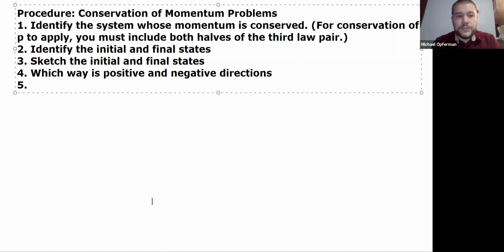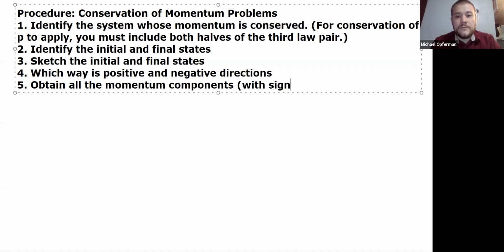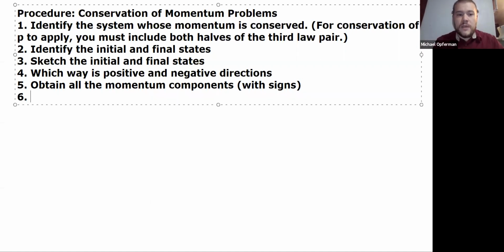Now, this is where the real action starts in terms of calculation. Next, you want to obtain all the momentum components with their signs. You're going to have some momentum vectors because of the velocities involved in the problem. You take each object, take the mass times the velocity. If it's a 2D problem, break it into components. If it's a 1D problem, just identify what's positive and what's negative. Like with most of the other problems in the course, we're going to do this all in component form.